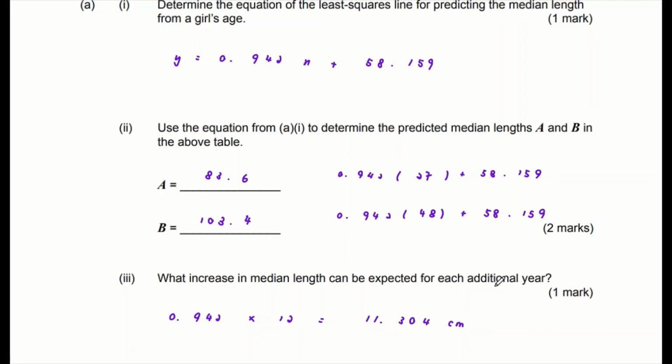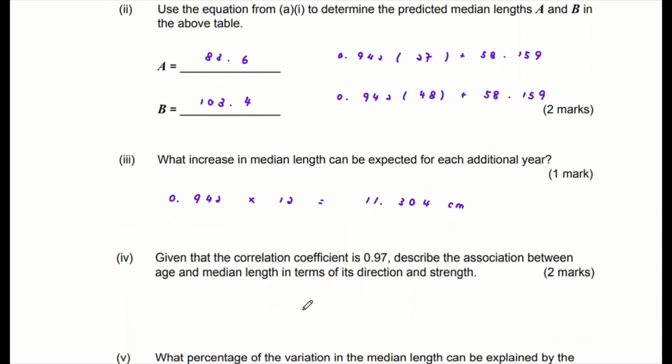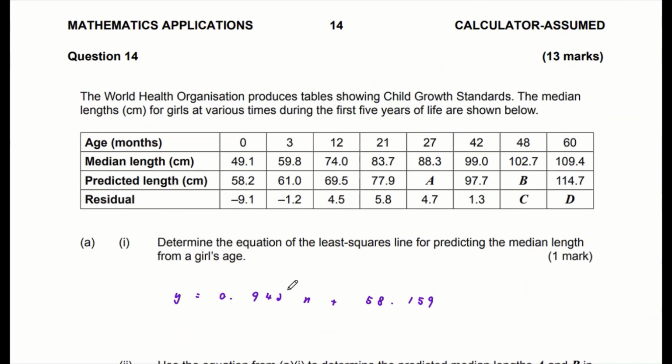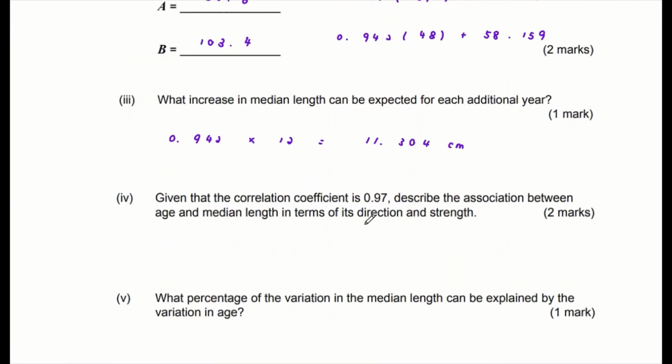So make sure that you try to understand the question and answer accordingly. Given that the correlation coefficient is 0.97, describe the association between the age and the median length. Because you are not given the scatter plot, you could not look at the shape of the scatter plot, so we don't talk about the linear form. In this case, you just write down the direction and the strength. 0.97 is positive, and the value 0.97 is very close to 1, so it gives you a strong correlation. So in this case it is positive and strong.